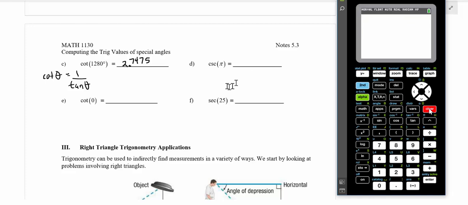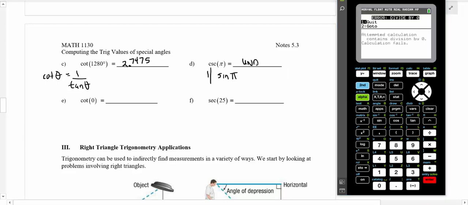So this one we're going to go 1 over sine of pi. So 1 over sine pi. Now I think this will give you an error again. I know why. You'll eventually know why. So that's an error, so that one's undefined. There's dividing by 0 going on is what's happening.